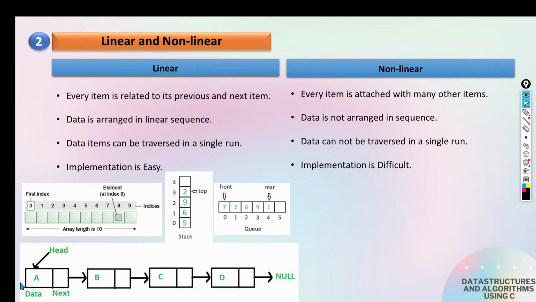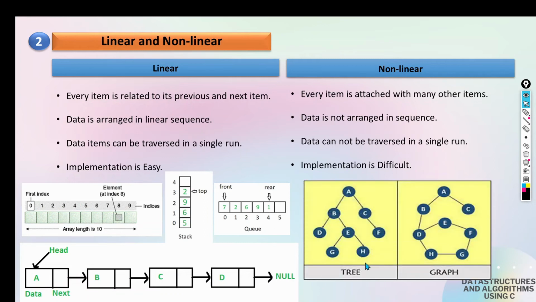A linked list you can consider. This is a collection of nodes. Maybe they are scattered in the memory, but they are bound to each other with a chain. A link is there. This element has the address of the next. This element has the address of the next. Therefore still they are in a linear manner. Getting? Then some examples of non-linear.